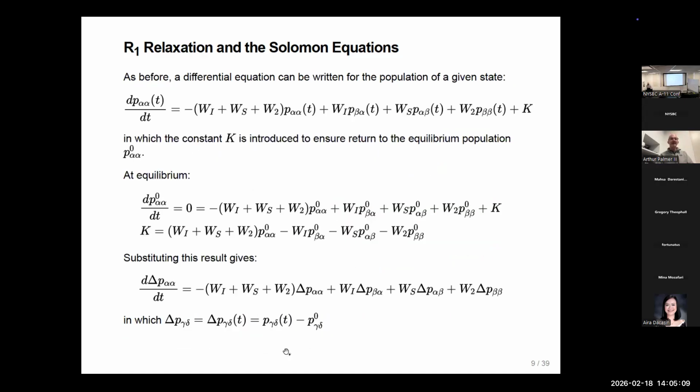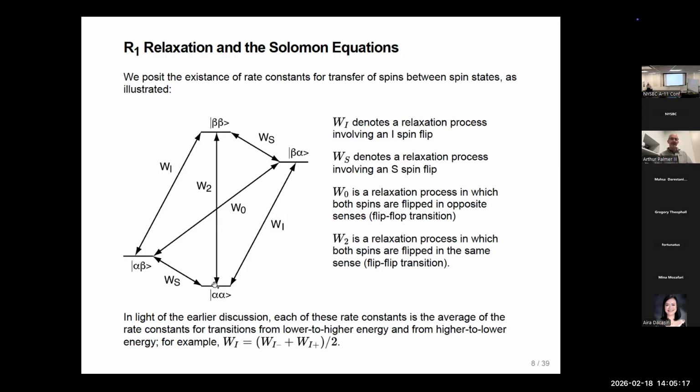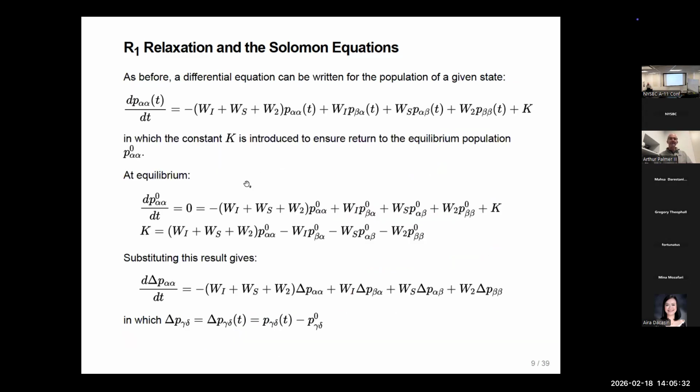But then we do exactly the same thing. Here we have the population of the alpha alpha state. We lose population of the alpha alpha state because the alpha state could go to alpha beta, it can go to beta alpha, or it can go to beta beta. And it gains population from beta alpha, from alpha beta, and from beta beta. So I've written that all out.